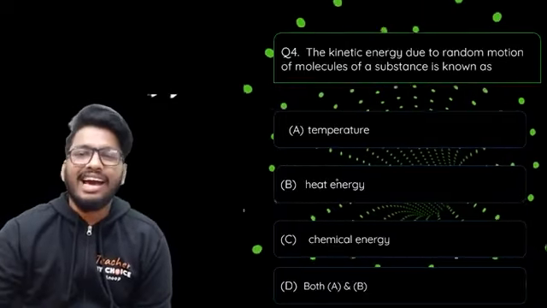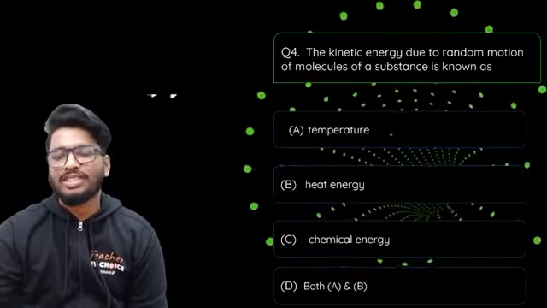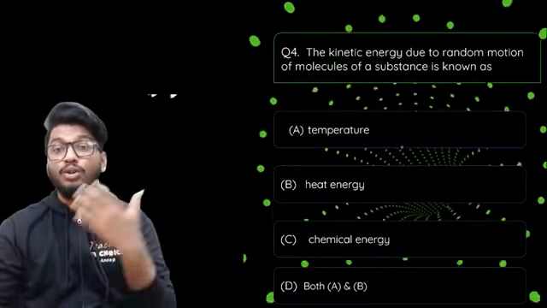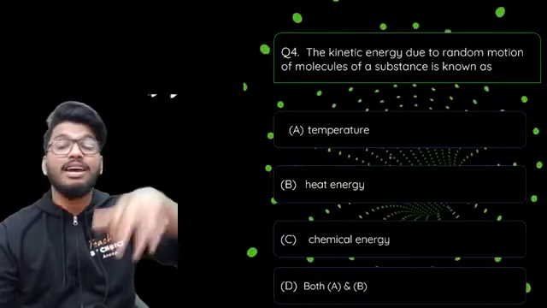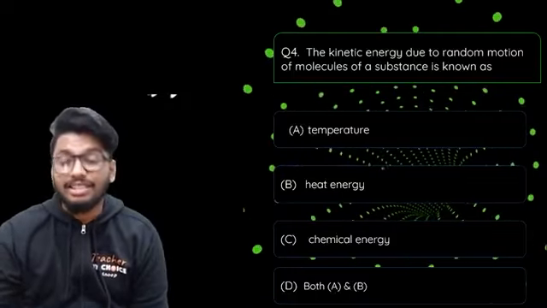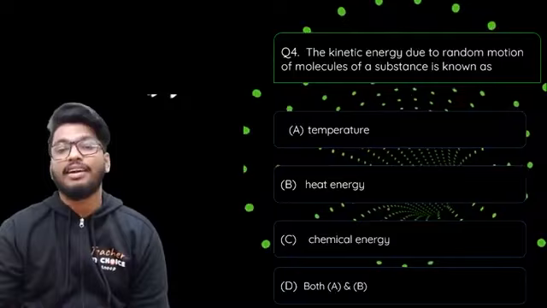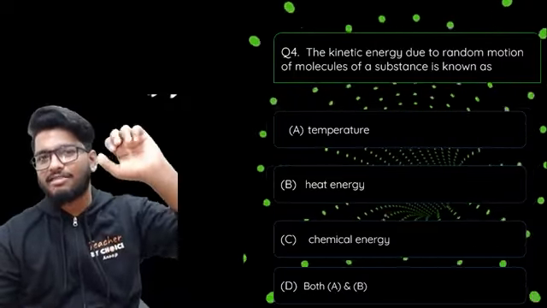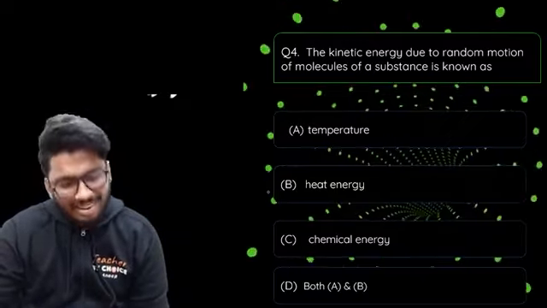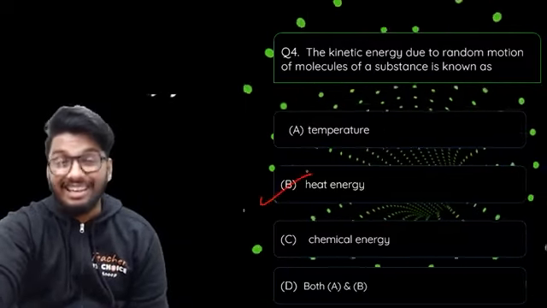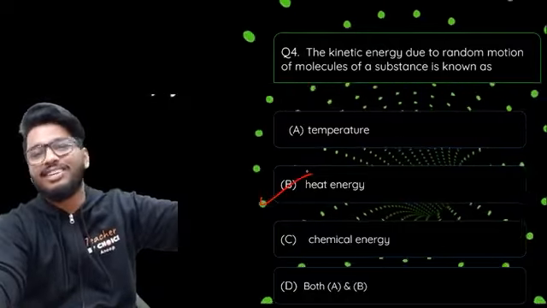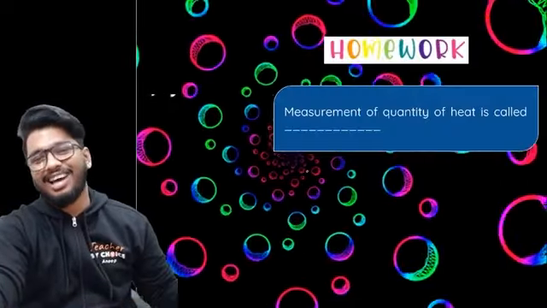Here's another one. The kinetic energy due to the random motion of the molecules of a substance is known as what? Temperature, heat energy, chemical energy, or both temperature and heat energy? 5, 4, 3, 2, 1. Heat energy, people. The kinetic energy due to the motion of the particles is heat energy. And temperature, again, tells you what direction the heat energy is flowing. So that is the answer, people.